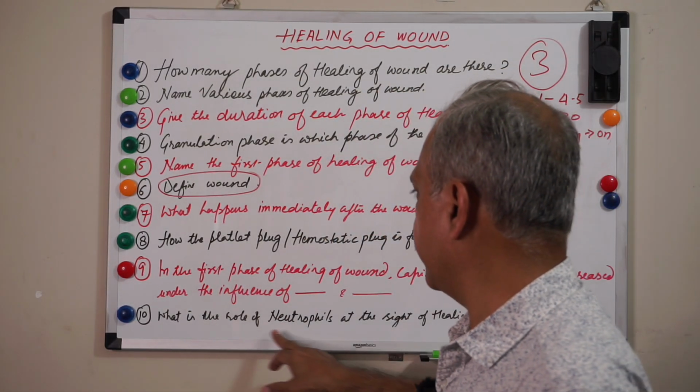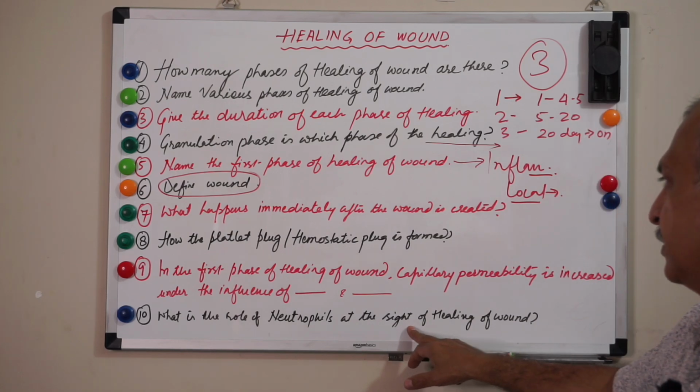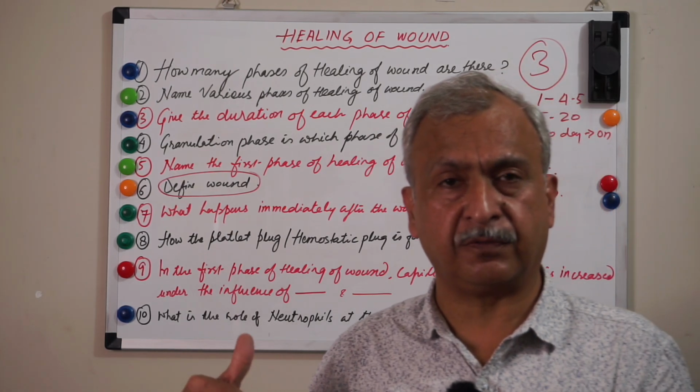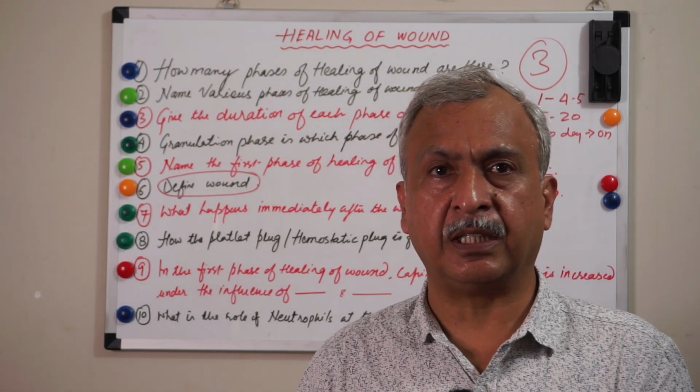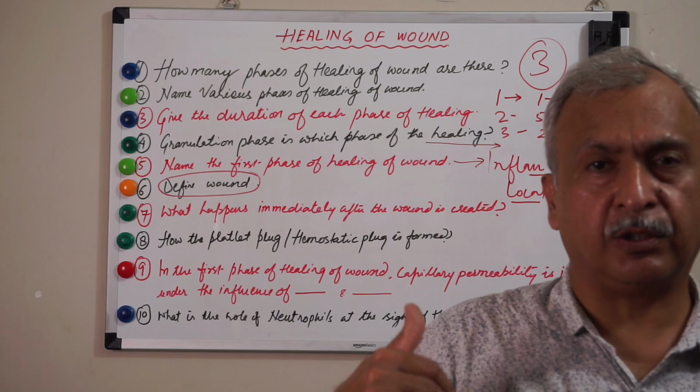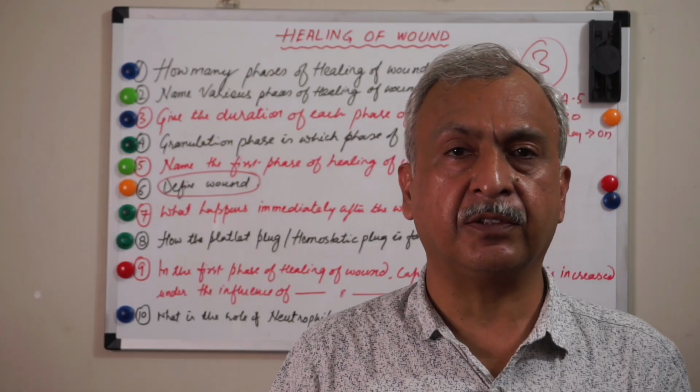What is the role of neutrophils at the site of healing of the wound? As I have already discussed, these neutrophils are phagocytic cells, and these are responsible for eating or destroying or removing the debris at the site of the wound.